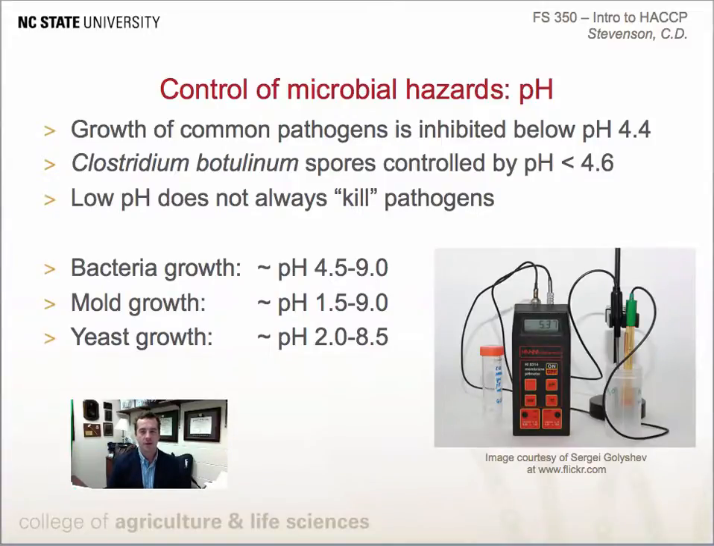Bacterial growth generally occurs between pHs 4.5 and 9, but molds grow well between pH 1.5 and 9, and yeasts grow well between pH 2 and 8.5. So it's important to consider the growth of yeast and especially molds, since molds can produce toxins.